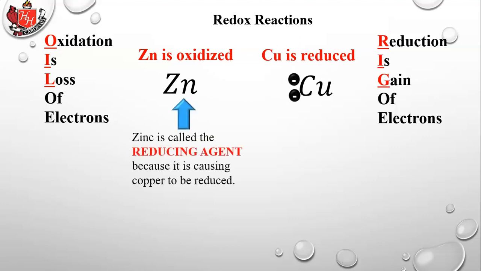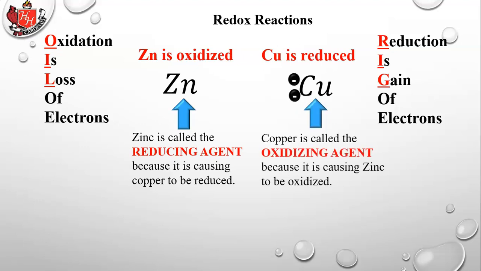So zinc is called the reducing agent because it is causing copper to be reduced. This will make you a little crazy at first. The good news is we tend to not use these terms here, but it is the name of it. Copper is called the oxidizing agent because it is causing zinc to be oxidized.